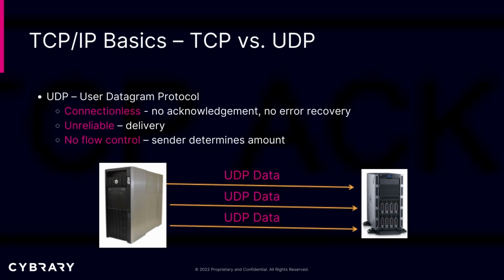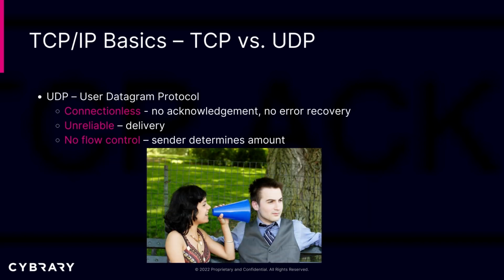Now, as we look at UDP, UDP actually is a connectionless protocol. There's no acknowledgement and no error recovery. Data is just sent. It's called unreliable, meaning that it's delivered, but there's no acknowledgement of that delivery. The data packets are just sent. Also has no flow control. The sender determines the amount of the data that's being sent. So another analogy, if you can think about UDP, is just a one-way communication. You can just speak out or send information out in one direction, and that's UDP. Whereas TCP is a communication back and forth.